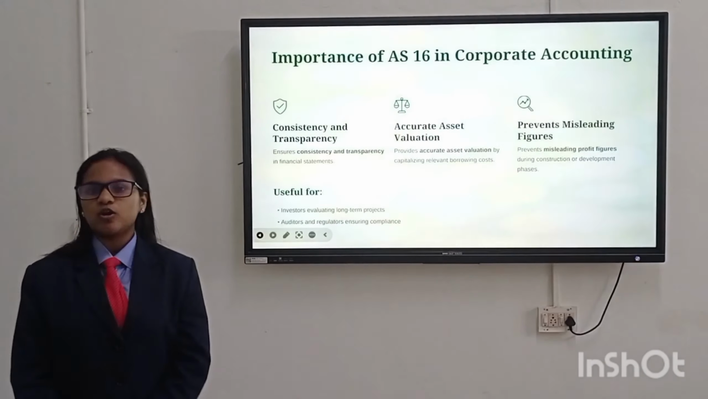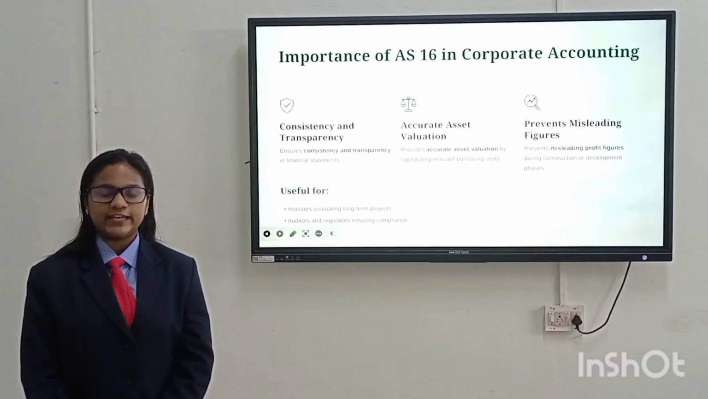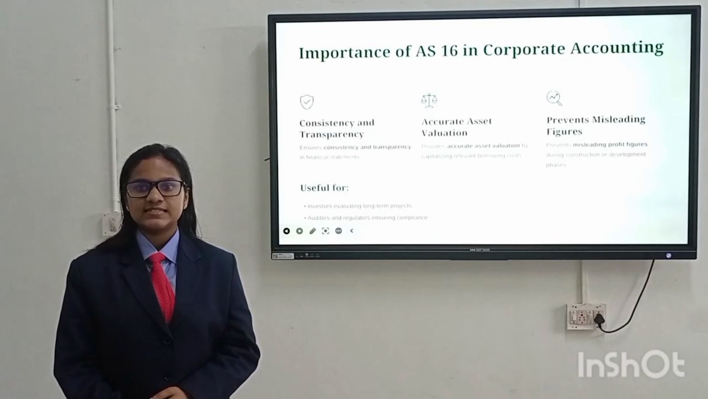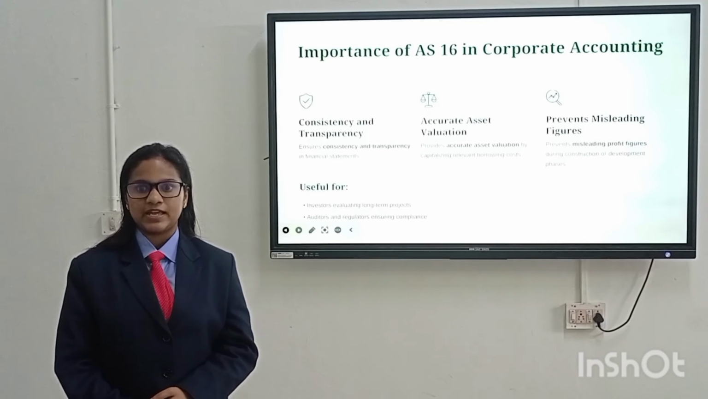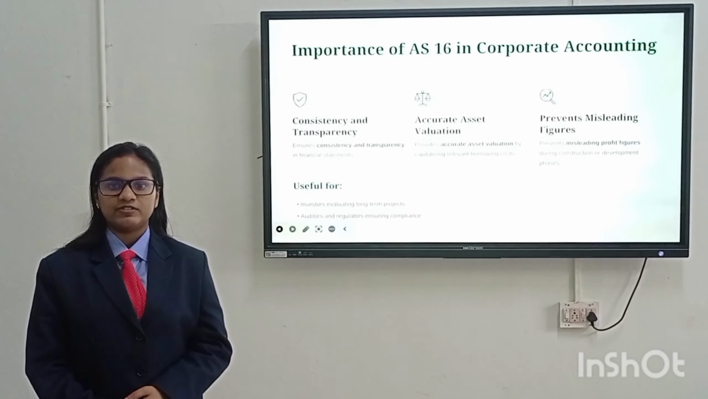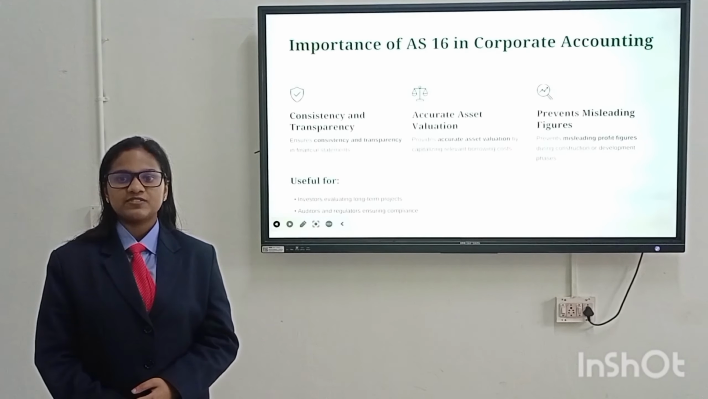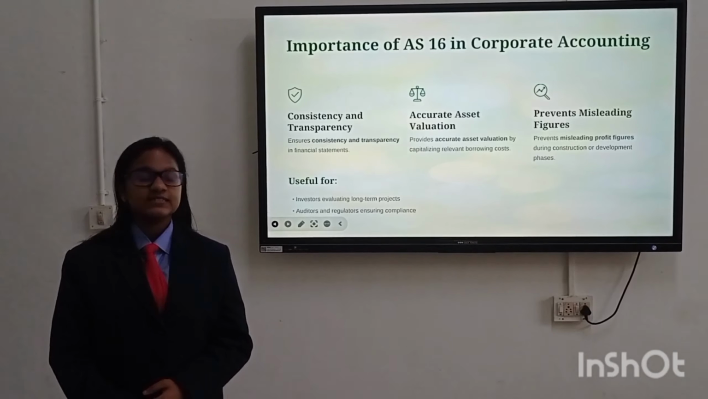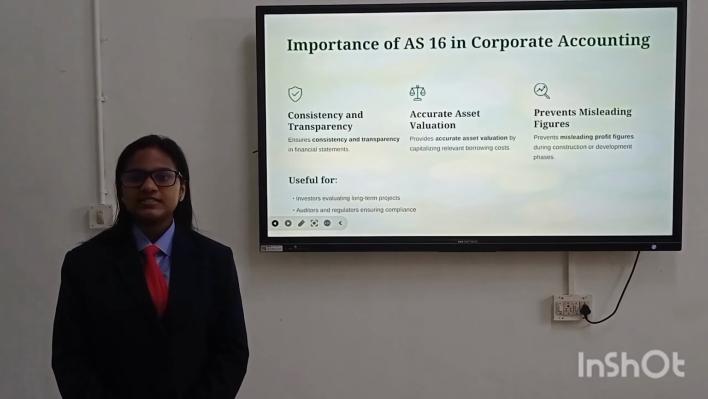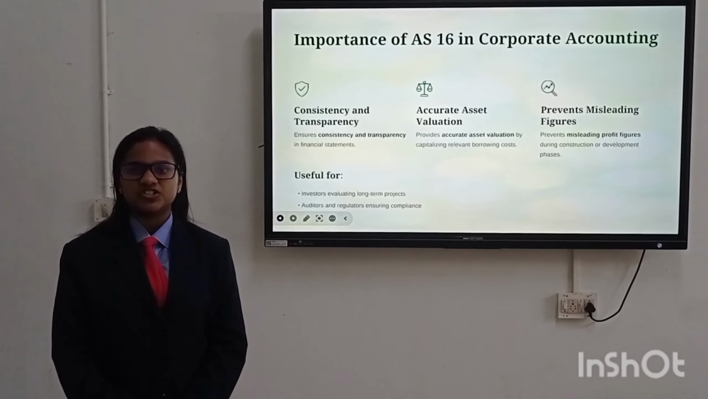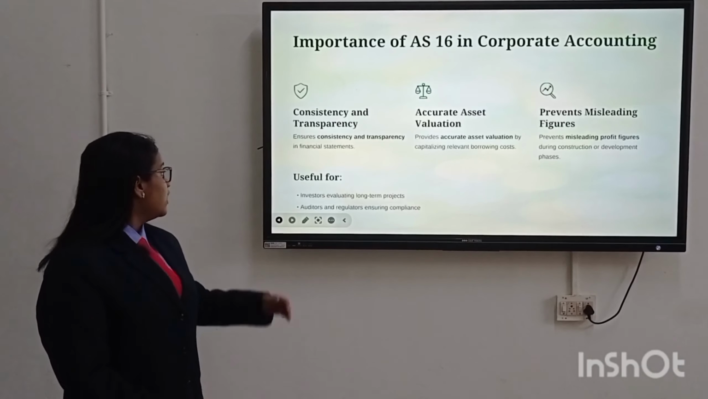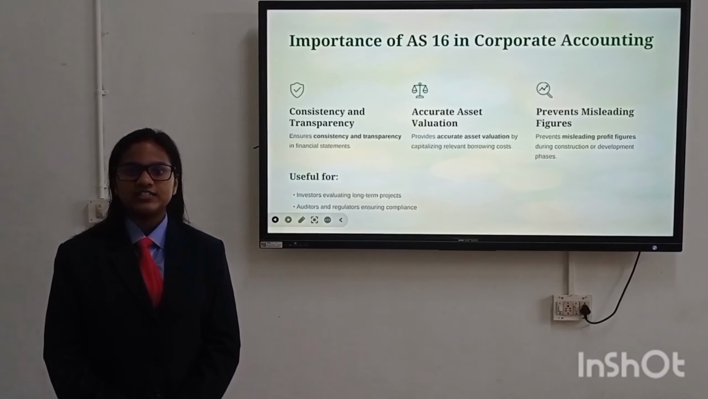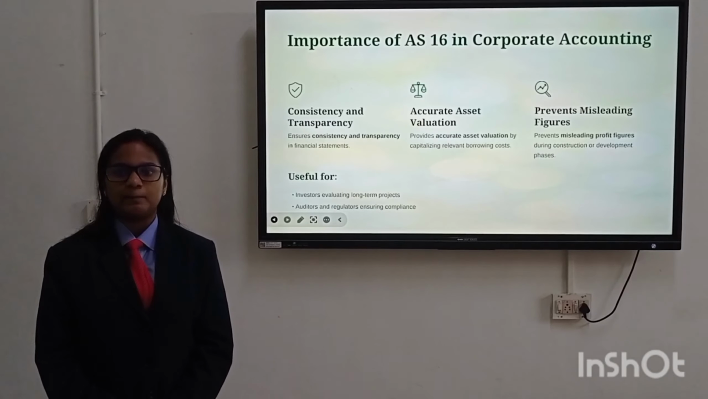The importance of accounting standard 16 in corporate accounting. The first one is consistency and transparency. Ensures consistency and transparency in financial statements. The second one is accurate asset valuation. Provides accurate asset valuation by capitalizing relevant borrowing costs. The third one is prevents misleading profit figures during construction or development phases. Useful for investors evaluating long-term projects, auditors and regulators for ensuring compliance.